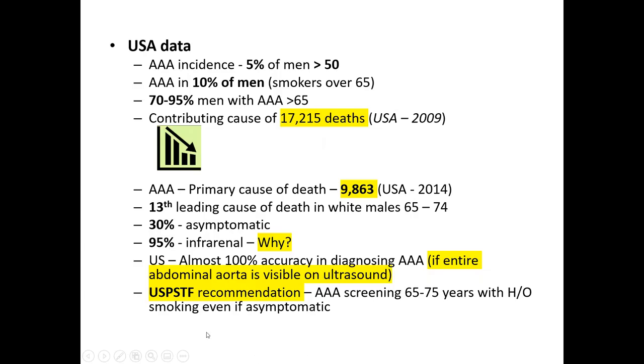And so the USPSTF recommendation is that AAA screening should be done in individuals 65 to 75 with a history of smoking, even if they are asymptomatic. That is very important to understand, that it is not always symptomatic. The patient could be having no symptoms whatsoever, and they could be having a silent AAA. Another thing to observe is that 95% are going to be below the level of the renal arteries.